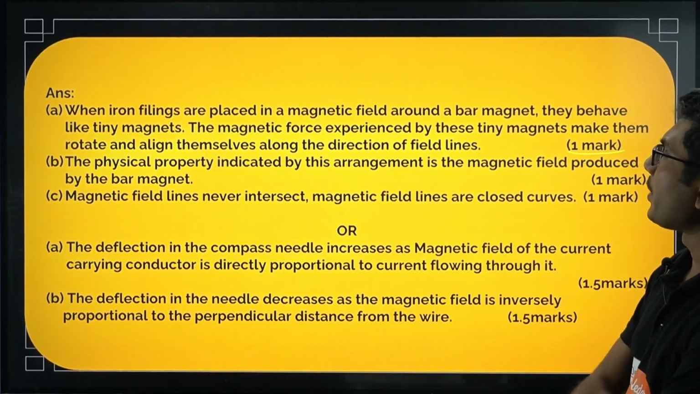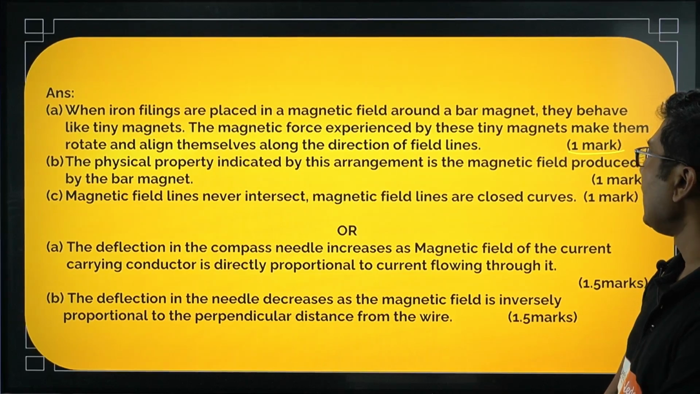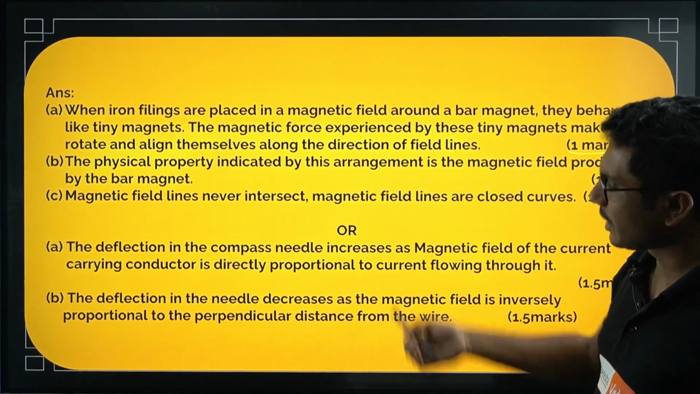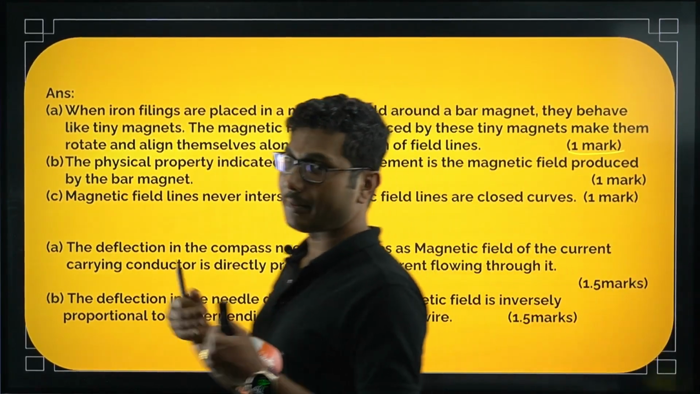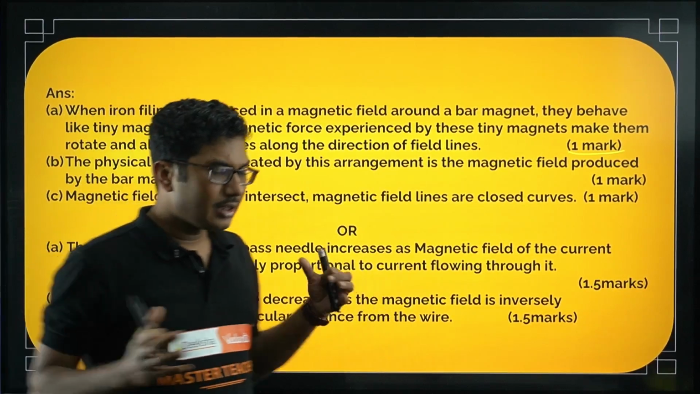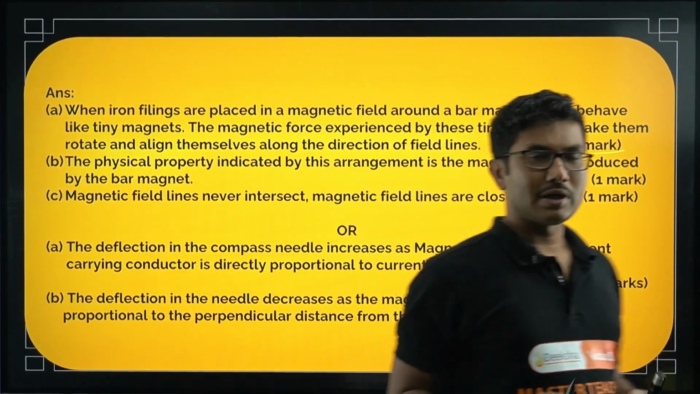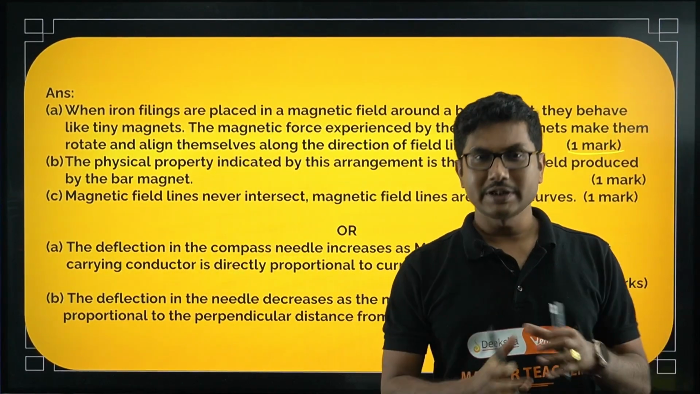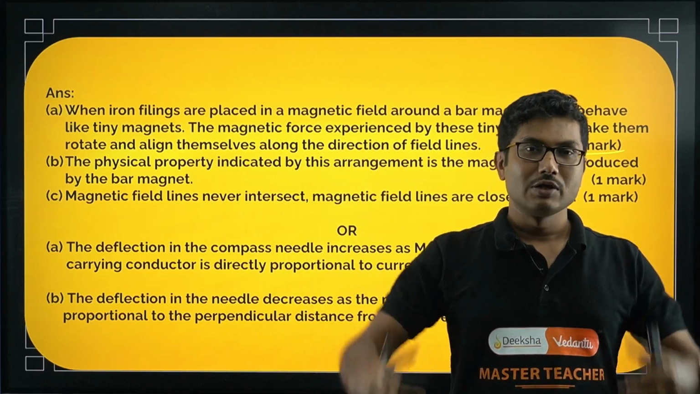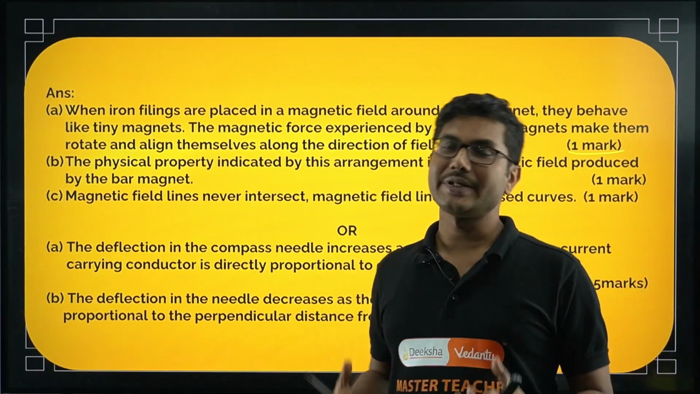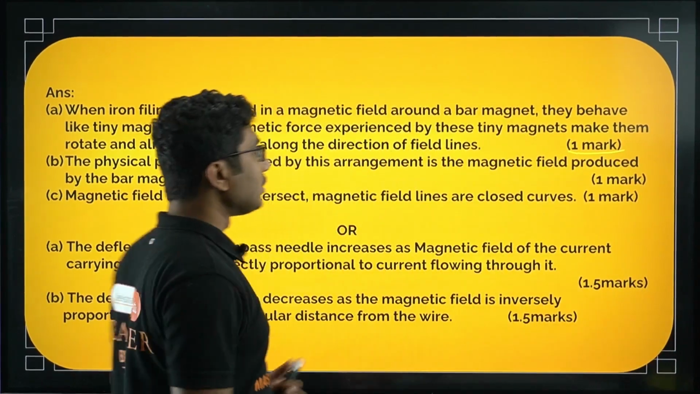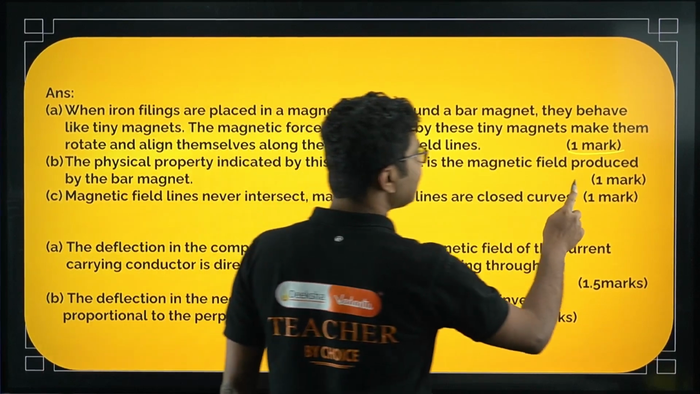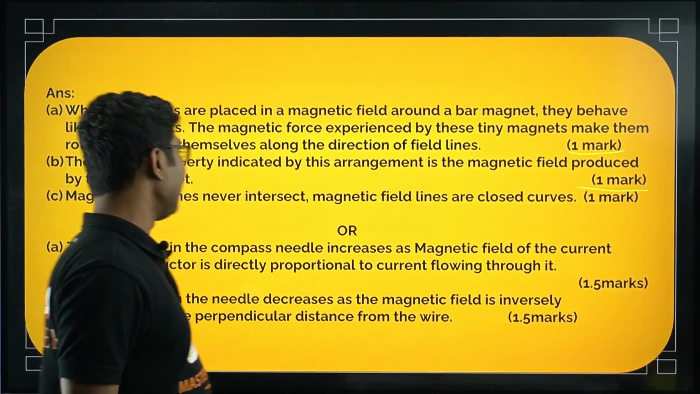The physical quantity indicated by this arrangement is the magnetic field produced by the bar magnet. So basically when a bar magnet is present, even if you are not looking, even if you are not watching, surrounding the bar magnet there is a magnetic field. That magnetic field is represented by the iron filings. So that is the main thing. This represents the magnetic field.